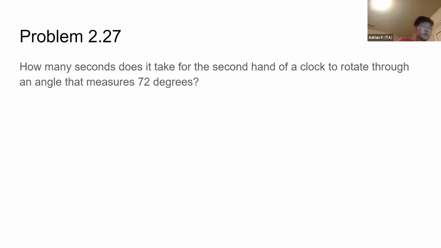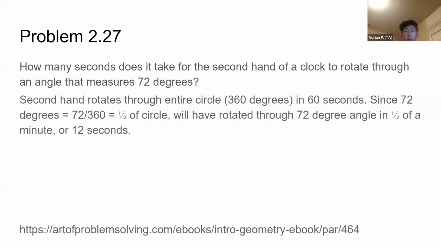Okay, so for this question, you think of rotating around a clock, it would take 360 degrees, and there's 60 seconds on the clock. So you do 360 divided by 60, and you'll have 6 degrees per second. So if you use that rate, 72 degrees divided by 6 degrees per second, you should get 12 seconds.